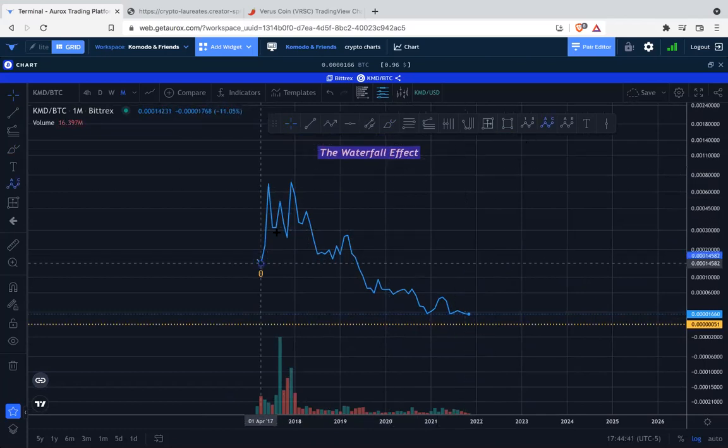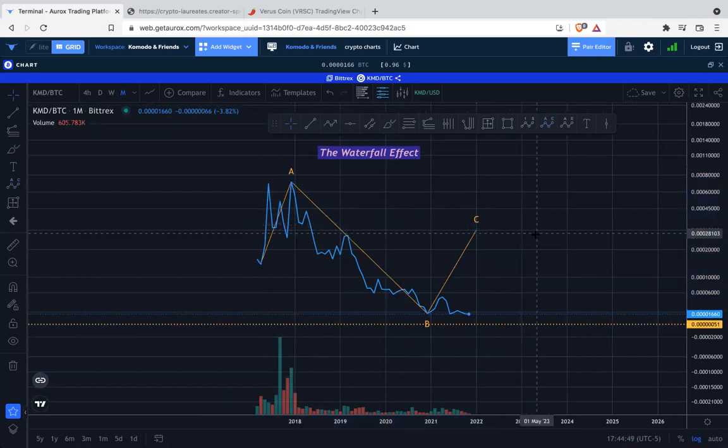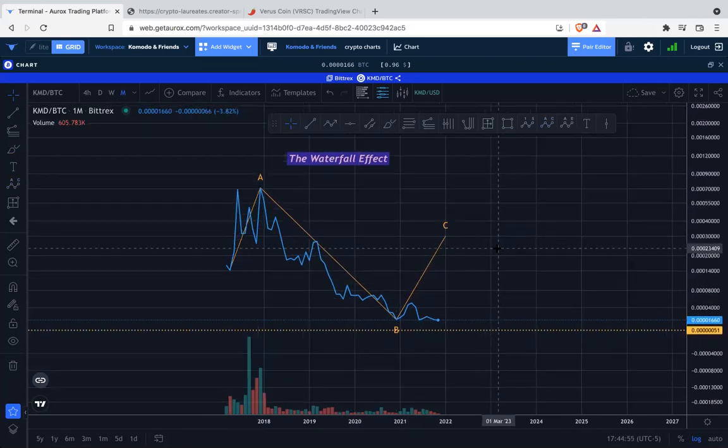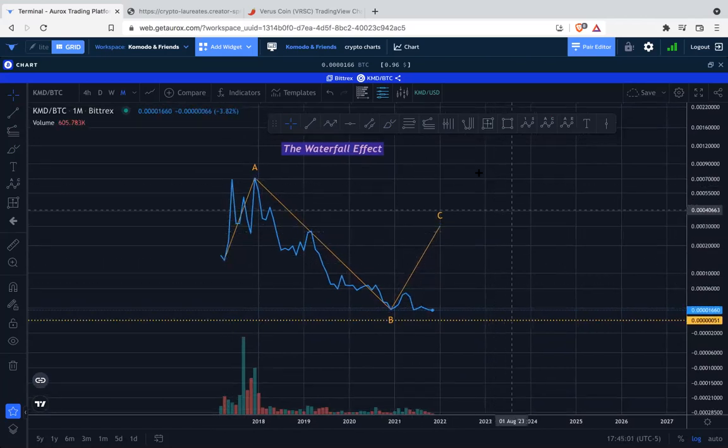Now, the other thing I want to look at here, so we have an A, potentially a B, let's call it here, and then a C. Now, where does the C go and when does it go? That's the next question. So first thing we're going to do, we're going to retrace this whole B wave and see where is a reasonable level. The next thing we're going to do is compare the A wave with the C wave, and see what's a good confluence.